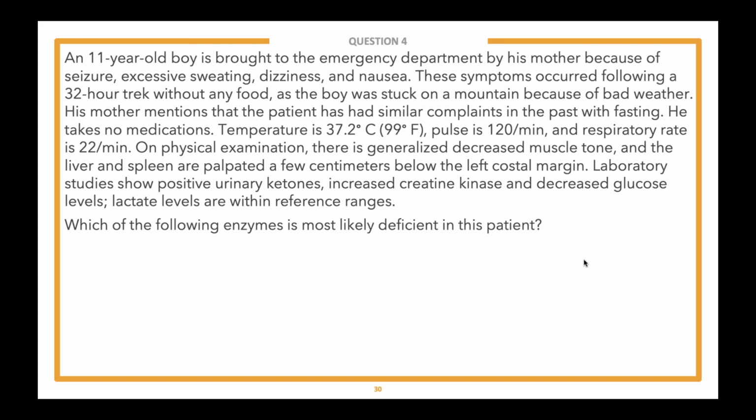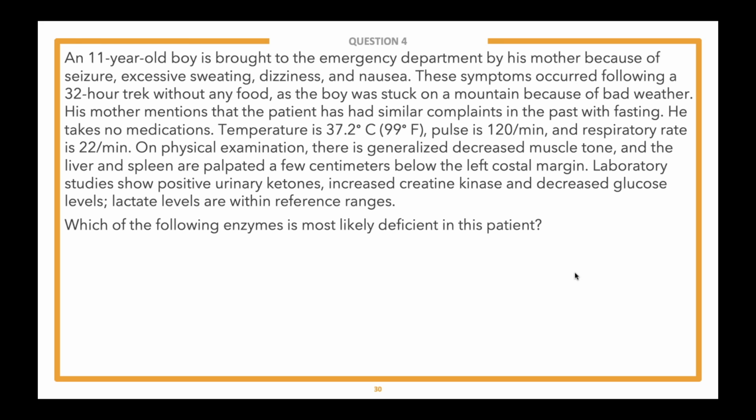I see the responses coming in, so let's read that vignette. An 11-year-old boy is brought to the emergency department by his mother because of seizure, excessive sweating, dizziness, and nausea. These symptoms occurred following a 32-hour trek without any food, as the boy was stuck on a mountain because of bad weather. His mother mentions that the patient has had similar complaints in the past with fasting.